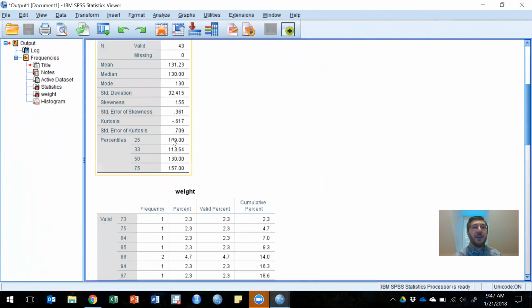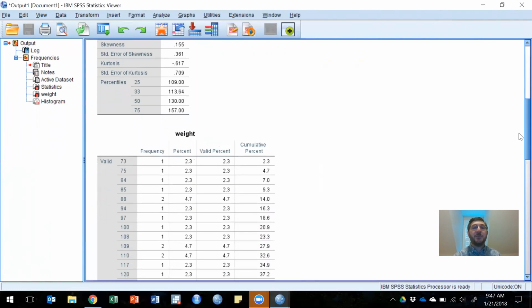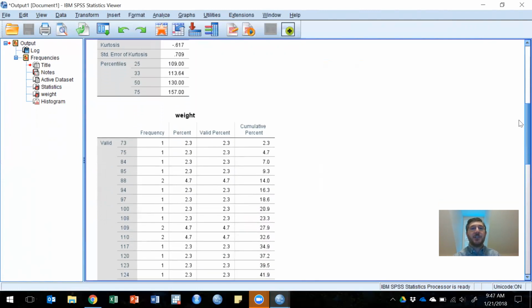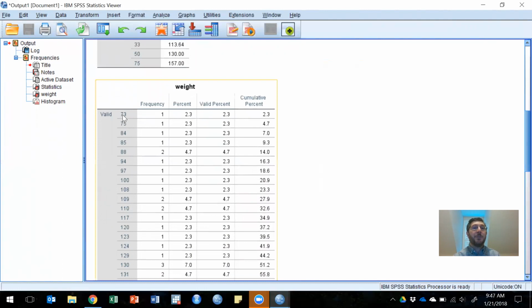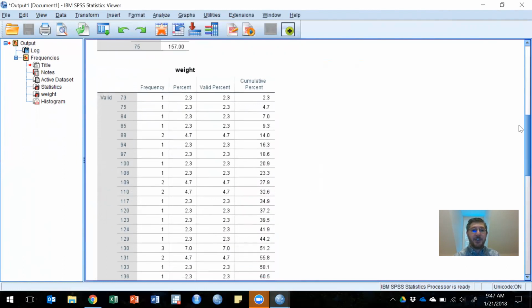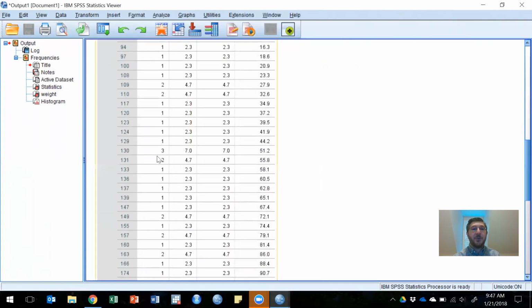Here we get our 25th percentile. So about 25% of scores are at or below 109 pounds. 75% of scores are at or below 157 pounds. That's how you can interpret the percentiles. Here's just a frequency chart. So you just list one person was 73 pounds, two people were 88 pounds, kind of how you can read that. Three people were 130 pounds.